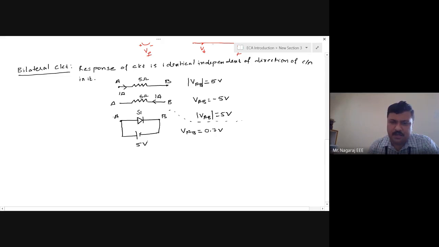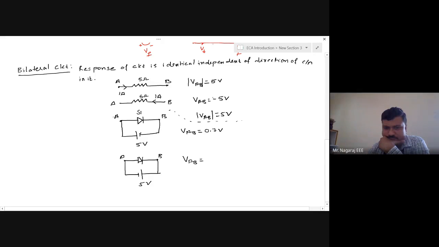Now, if I apply the reverse voltage, if I reverse the direction of the battery VAB, now I will simply do this, and I apply 5 volts. Now what is VAB? Anybody? What is VAB?